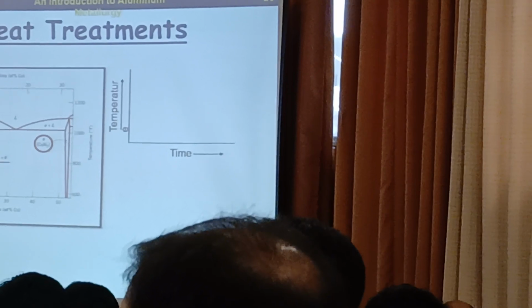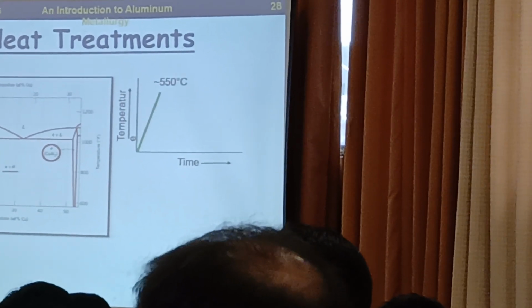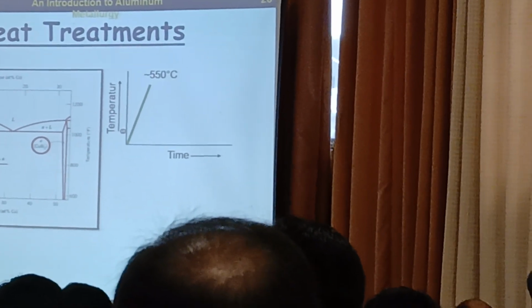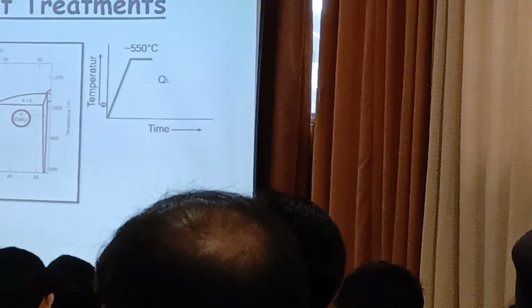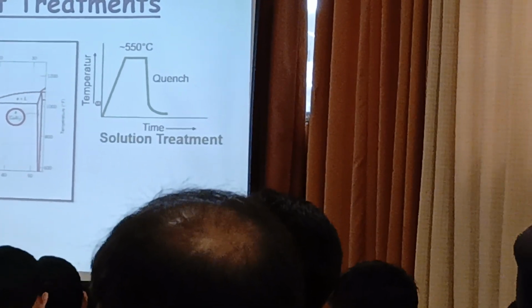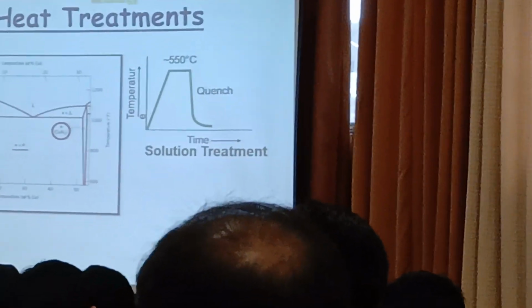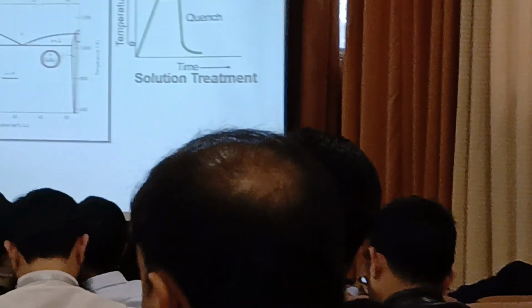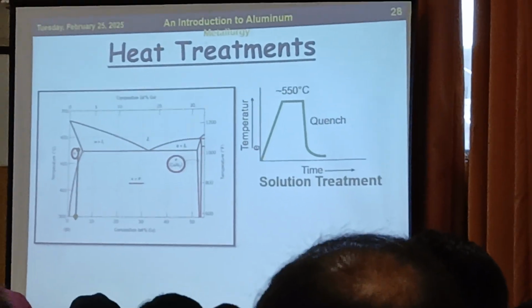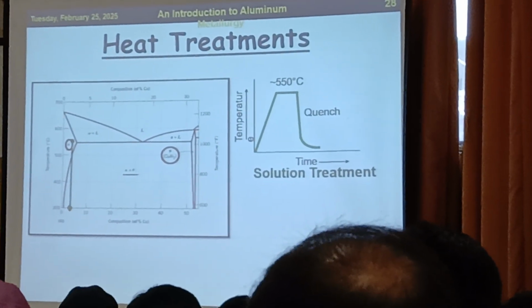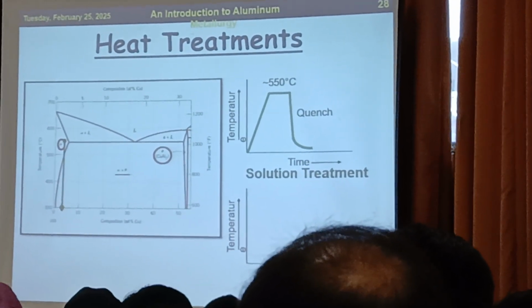What we do by the heat treatment is heat this alloy to 500 degrees and bring it to the single phase region, that is the alpha region. We give it some time and then quench it with rapid cooling, which traps the second phase in the matrix, in the solid solution. Then we perform a second heat treatment.